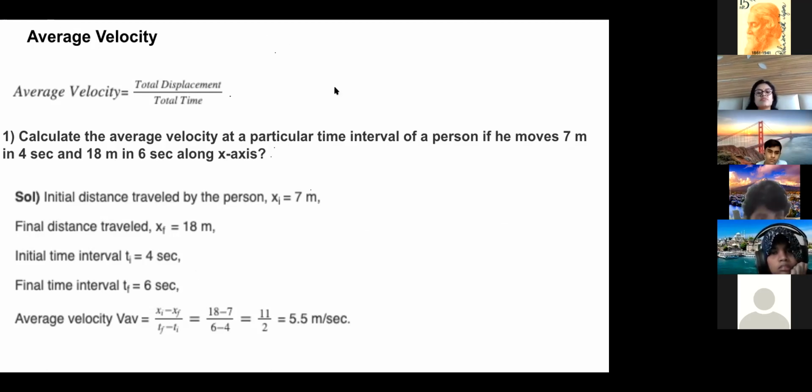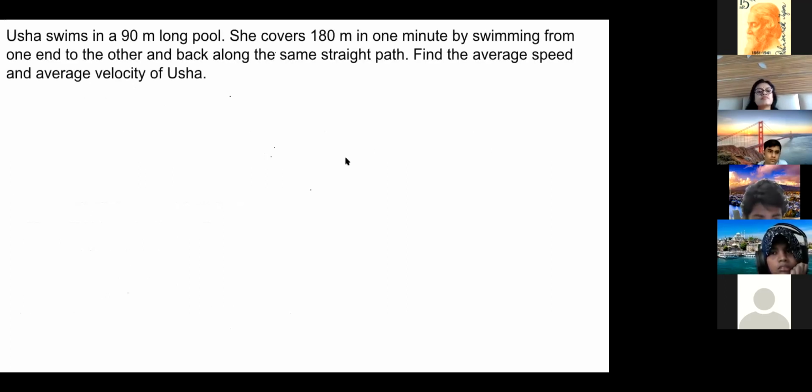What is it? Okay, you'll get a question on average speed. The average speed question is: Usha swims in a 90 meter long pool. She covers 180 meter in 1 minute by swimming from one end to the other and back along the same path. Find the average speed and average velocity.